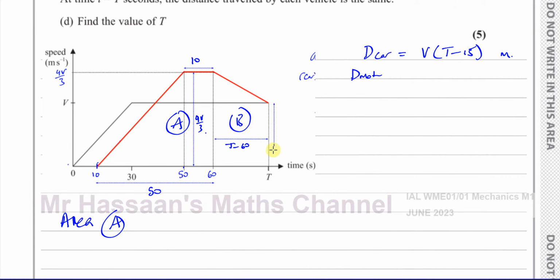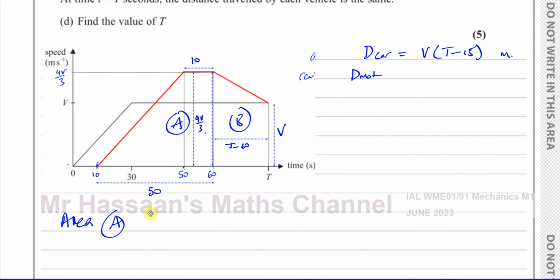So this, from there to there, is basically v. Okay, and from here to here is the same, 4v over 3. I'll just keep that written. That's for both of these. That's the height, 4v over 3.